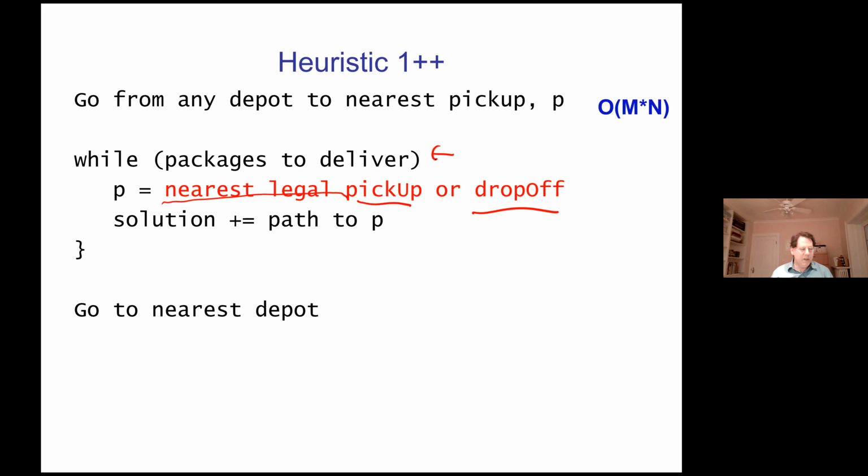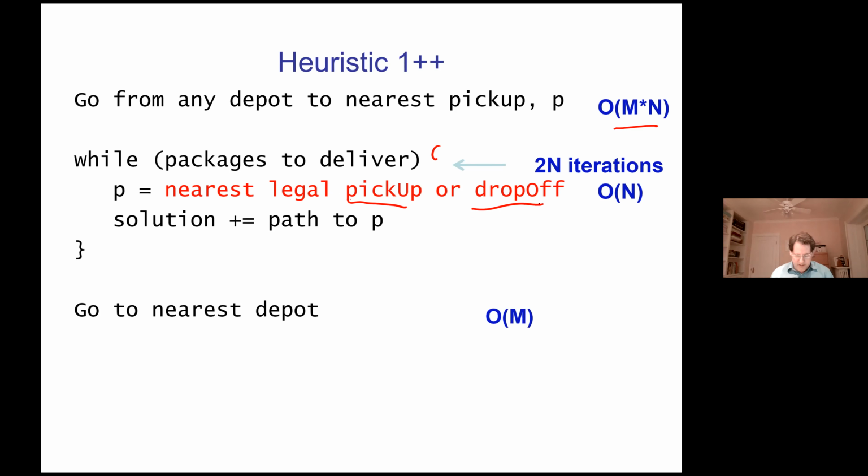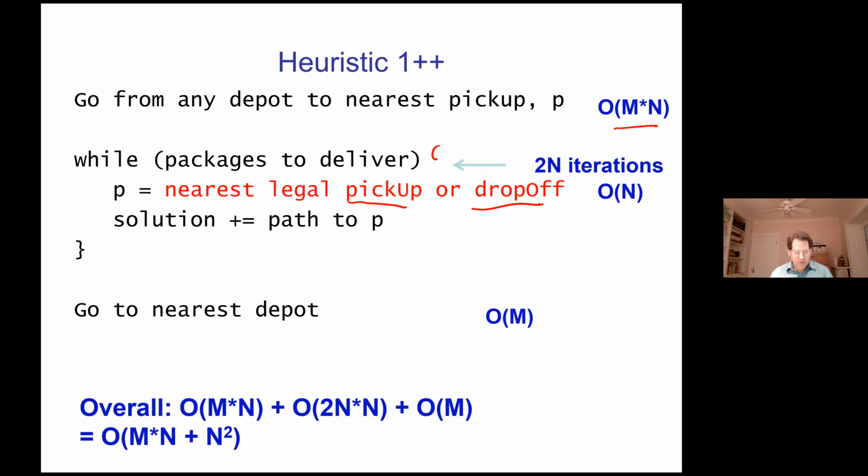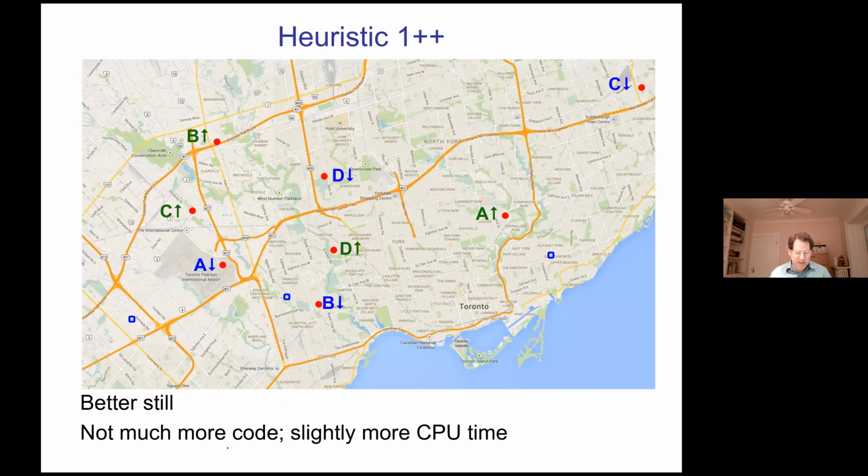Okay, if we analyze the complexity of this, it's still order m times n at the start. We'll now go through this loop 2n times, and finding the nearest legal pickup or drop off is still order n, and then order m at the end. So the actual overall computational complexity hasn't changed. It's order m times n plus n squared. That was the same as before. The constant in front has changed a bit, so it's a little more work, but it's not too much. And it works better. So if we take that, do you remember what the prior solution looked like?